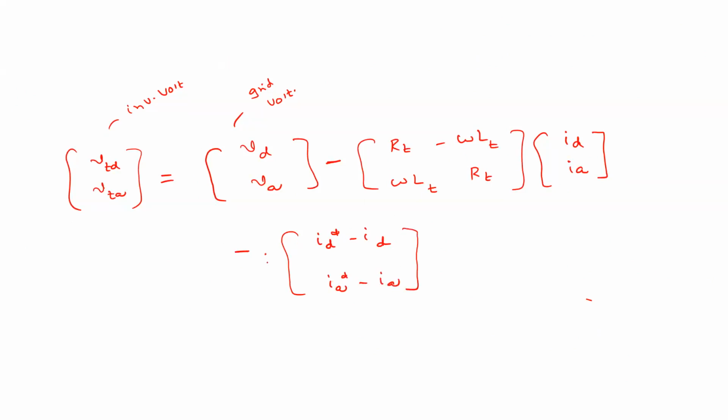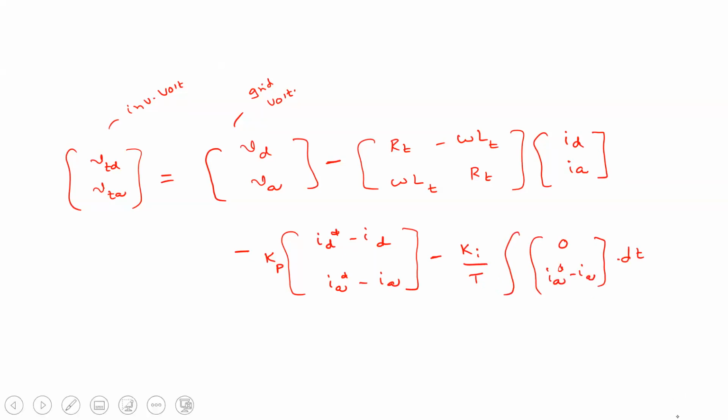So this is multiplied by some Kp, minus Ki by some time Ts or some time T, into the integration of this one. This is the PI controller, right? Integration of this one, from 0, and you will get IQ star minus IQ into dt. So this is the representation of the overall controller, right? So this is the equation.